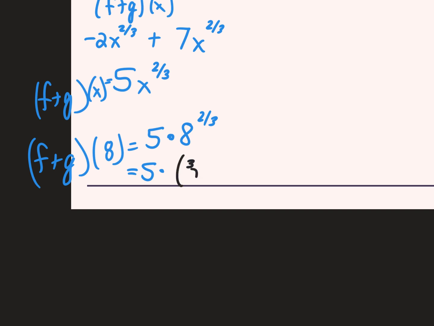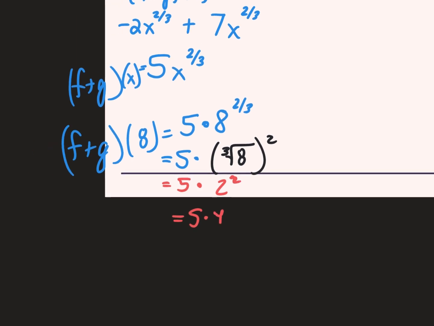The cube root of 8, what? Perfect. So let's evaluate that first. What number times itself 3 times gives me 8? Okay, so this really is 2 to the 2nd power. So then I have 5 times, what's 2 squared?